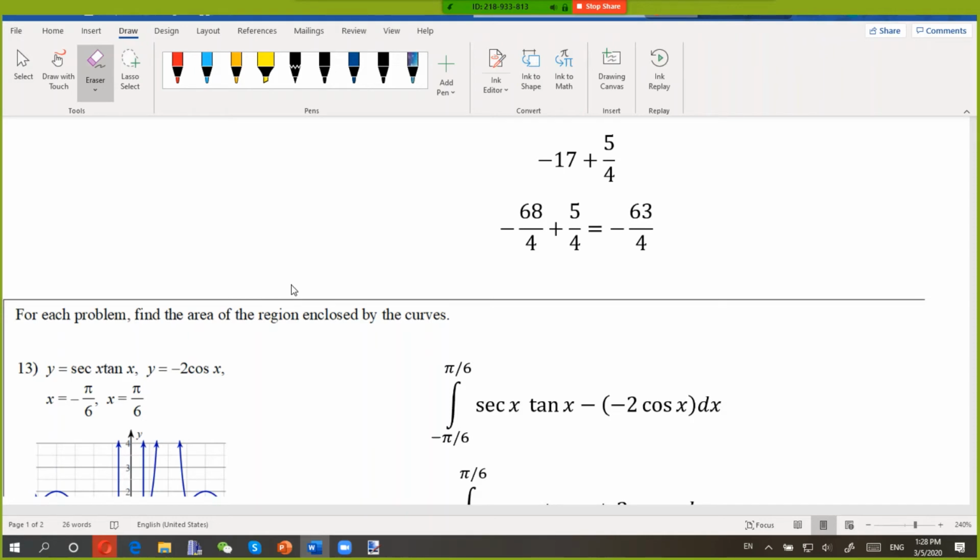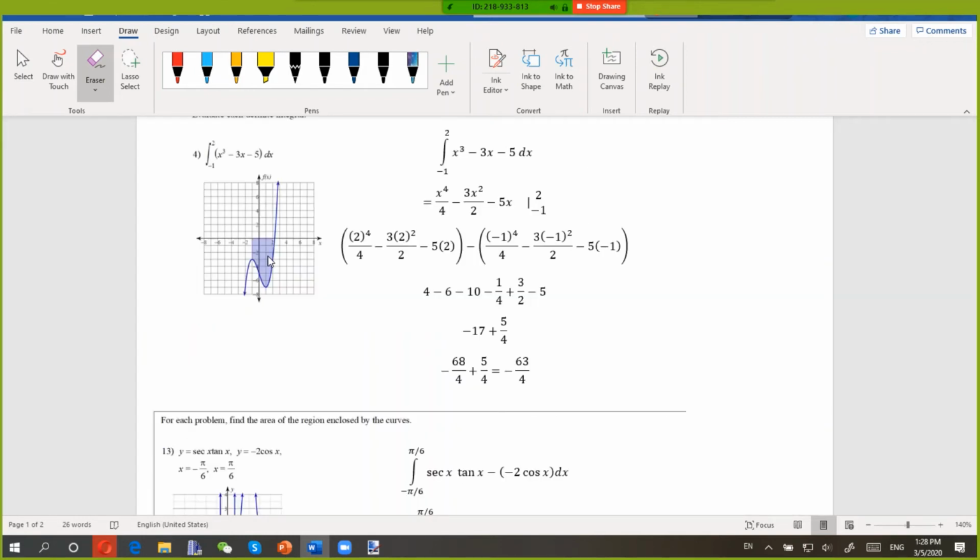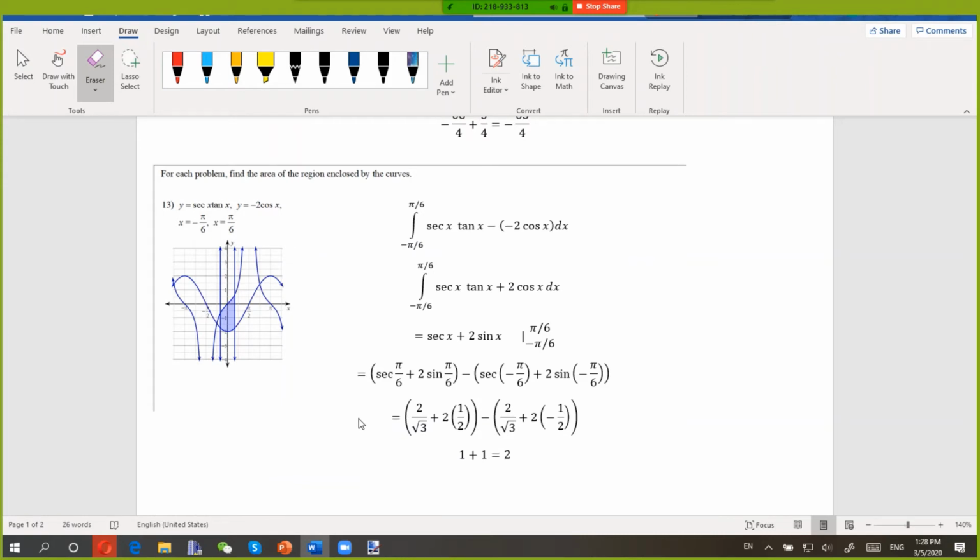Okay, again, that negative sign is just showing direction. It's negative because our function was underneath 0. So this is actually above the curve rather than below the curve. Okay, I'm going to do 2 more. So for this one, I've got our area between secant tangent and negative 2 cosine from negative pi 6 to pi 6.